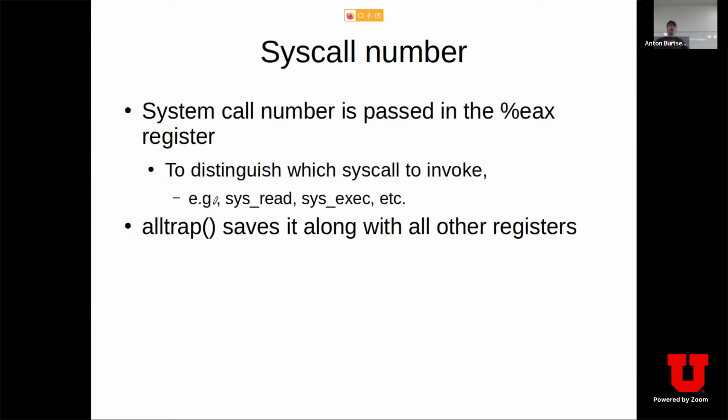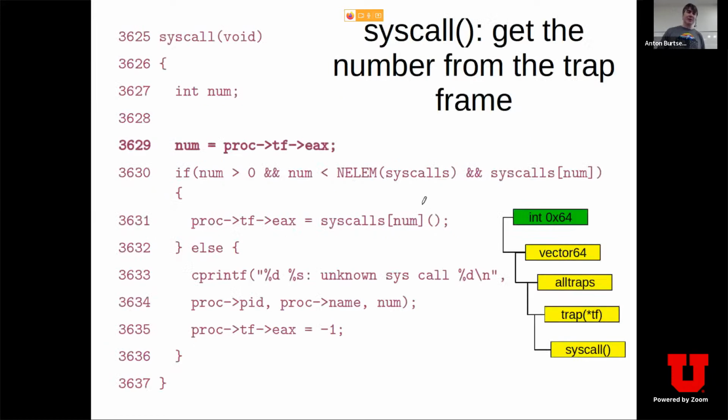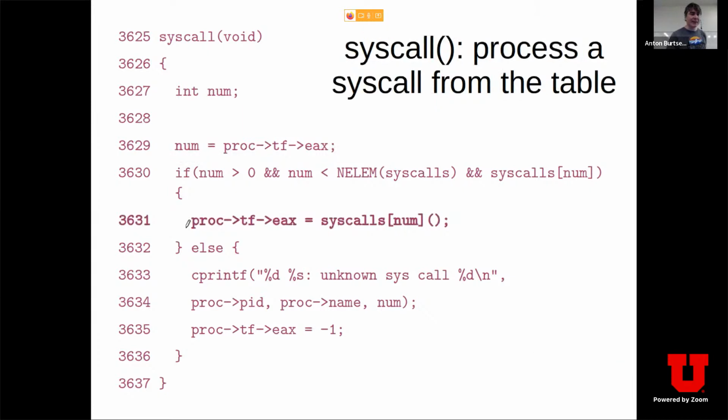So again, as you suggested, let's use the register EAX as a syscall number. So to distinguish which one we want to invoke, maybe it's a read, maybe it's exec, maybe something else, right? So alltraps saves this EAX on the stack as part of this pushal instruction, right? So it's right there available for us. So this is what we're doing inside the syscall. We say, look, we know that this is a syscall number, so let's save it in a local variable num and start processing, right?